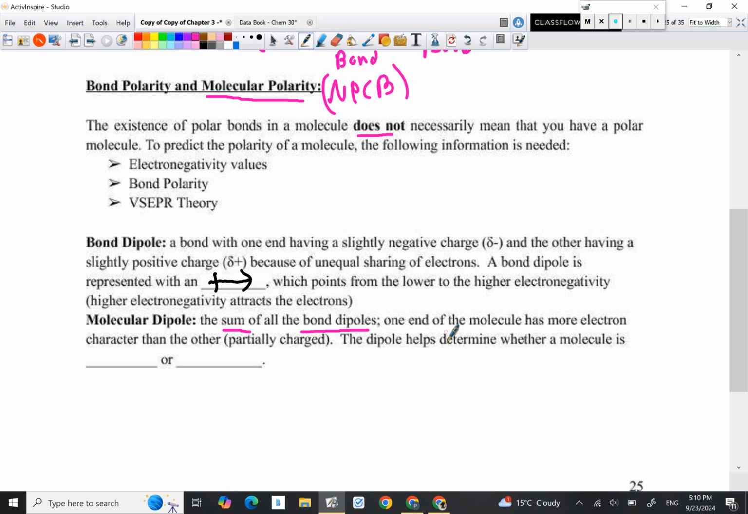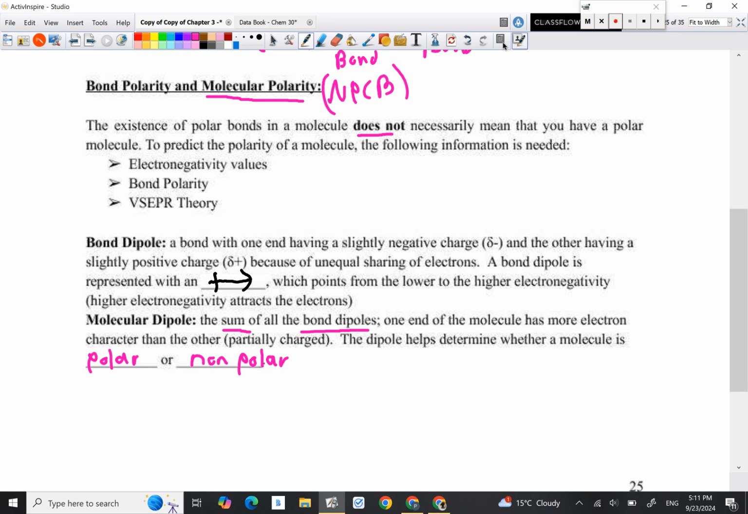Now, a molecular dipole is going to be the sum of all the bond dipoles. We're not going to add all of them together. There are going to be some rules, because trying to add up bond dipoles in three-dimensional space might be a little bit challenging, especially for our tetrahedrals and our pyramidals, so we're not going to do that. But you kind of need to know what it is. So a molecular dipole is technically the sum of all the bond dipoles, so one end of the molecule has more electron character than the other, and all this will determine whether a molecule is going to be polar or nonpolar.